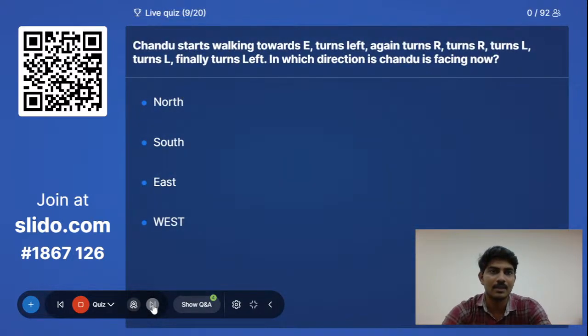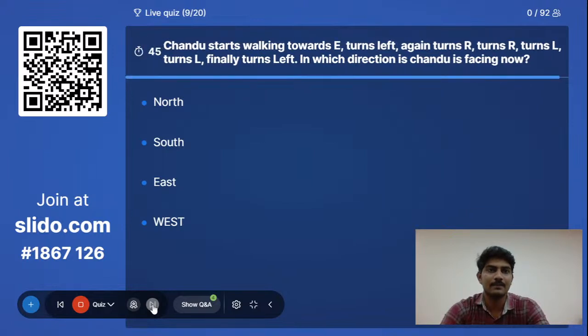And here is the next question of today's live quiz, and you'll have 45 seconds to answer the question. This question is also from the directions topic. That's why I asked in the previous comment what the primary directions are. If you know the basic primary directions, you will be able to answer these questions.